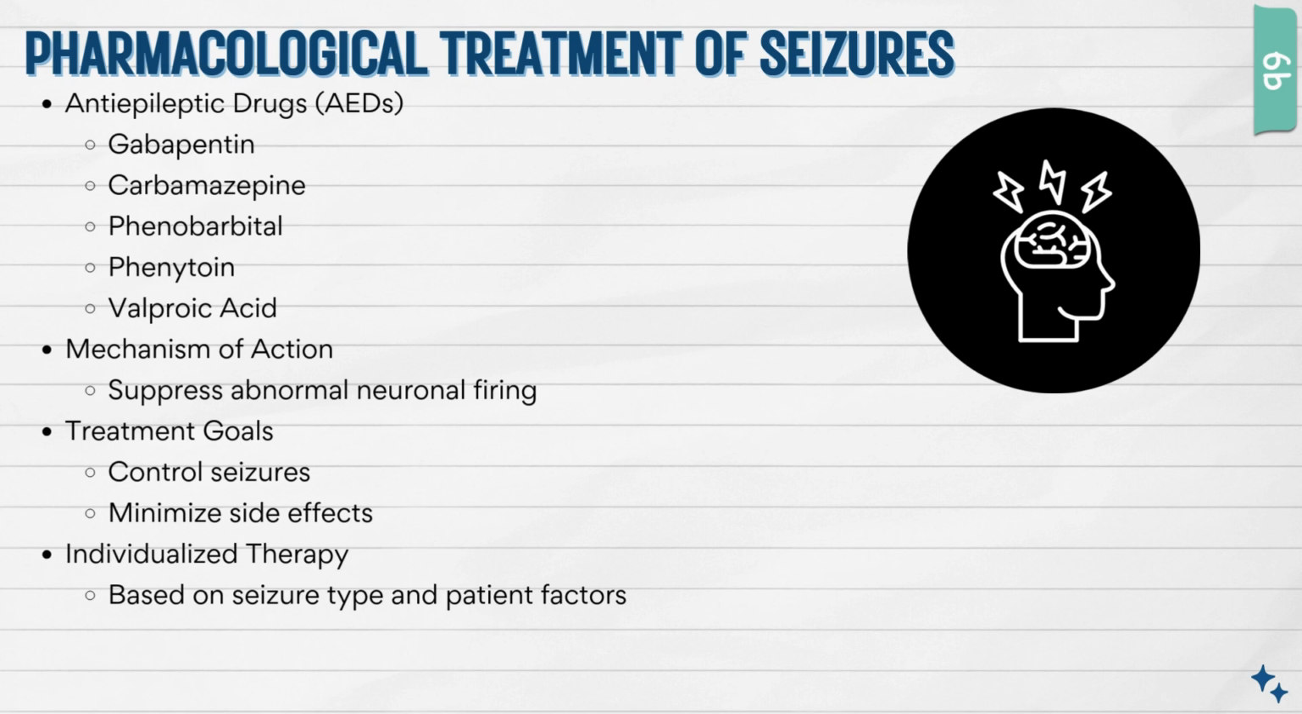Now, emergently, and we're going to talk about this in a minute, we're going to give benzos. Like if they're actively having a seizure that doesn't stop, we're going to give a benzo. And that's the more common thing in the ER. And then when they go upstairs, we will switch them to one of these other meds. And we're going to go on to those now.